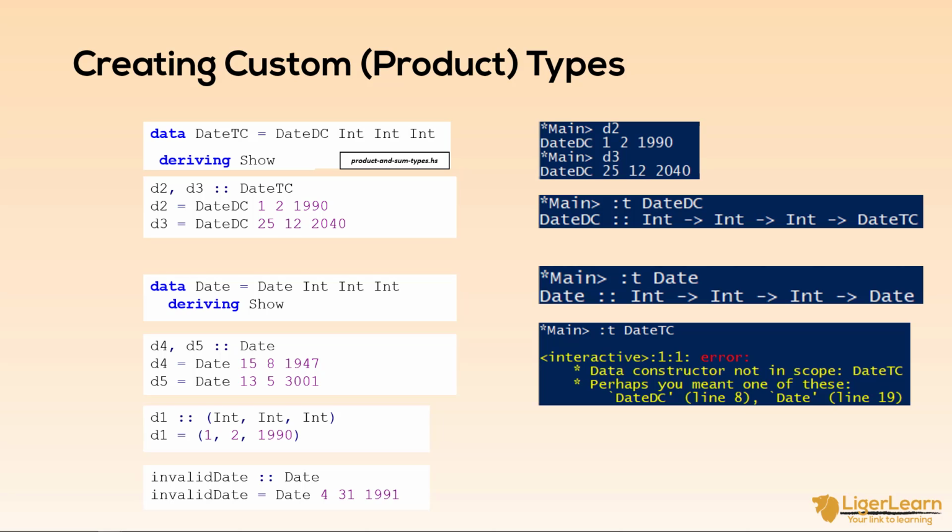It's quite simple really. You use the data keyword followed by the name of the type and an equal sign, followed by a constructor and the types of the constituent parts. And although we don't always need to, we add the deriving Show clause to the end of the type declaration for convenience, so that we can see the values in GHCI, like we did here.